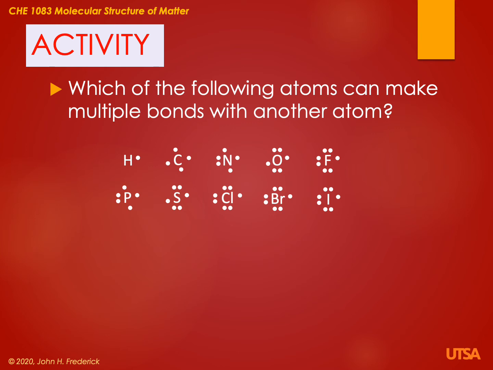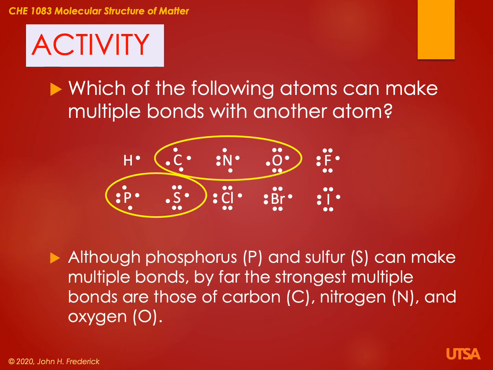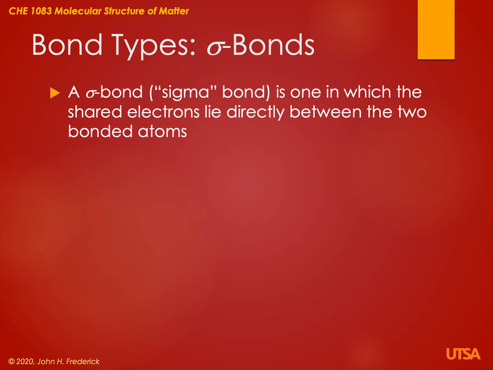But oxygen, nitrogen, and carbon, phosphorus and sulfur all have multiple instances of unpaired electrons, so because they have the possibility of making more than one bond, they can make a multiple bond. I should mention that although phosphorus and sulfur make multiple bonds, the strongest ones that we find in nature are typically the ones that are created by carbon, nitrogen, and oxygen. And later on in the course we'll see some instances of this when we consider the energy of bonds.